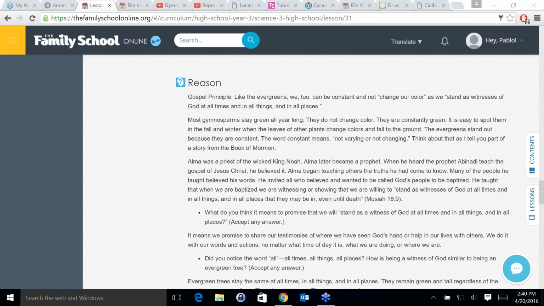So just like the gymnosperms don't change color, we should not be changing our color either. But also, it's really easy to spot them when fall and winter happens, and the leaves and plants change color and fall to the ground. The evergreens stand out because they don't change, kind of like God's word. They don't change like most people do.